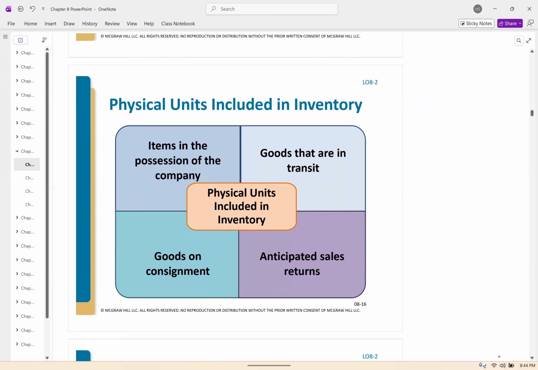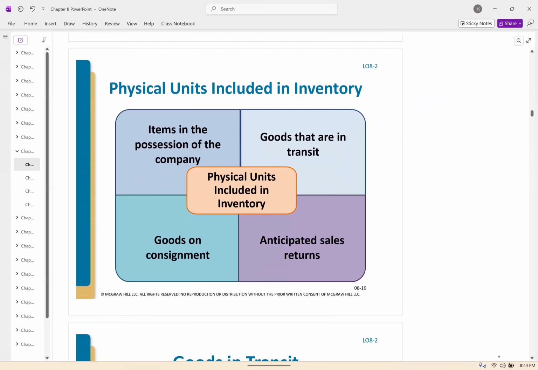Okay. All right, let's talk about what units are included in inventory. Okay. We're going to talk about FOB shipping point and FOB destination here in just a minute. But just because it's not in our possession does not mean we don't count it. Okay. One good example of that is goods on consignment. We may have goods sitting in a store somewhere else, and we're waiting on those items to be sold. Okay. When the items get sold, it's kind of like the ownership transfers to the consignor, and then immediately to the buyer. Okay, kind of all at once.